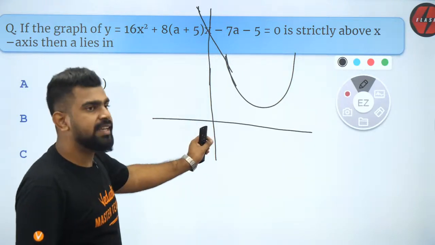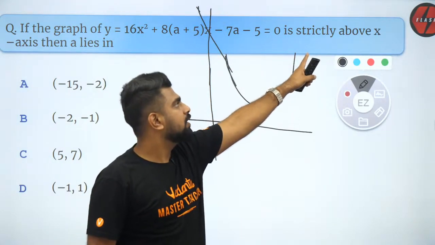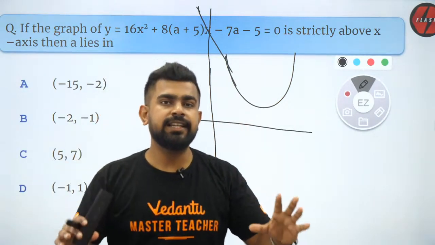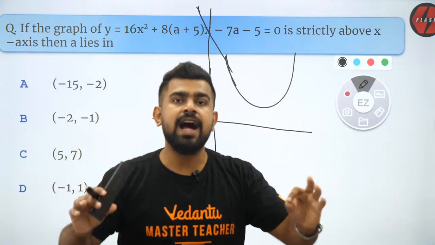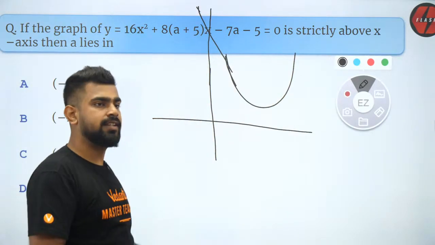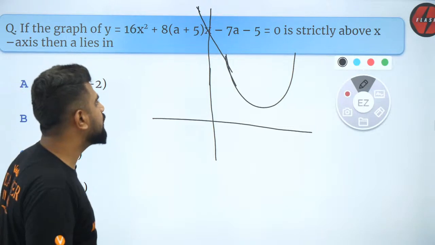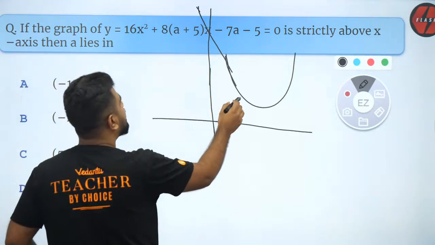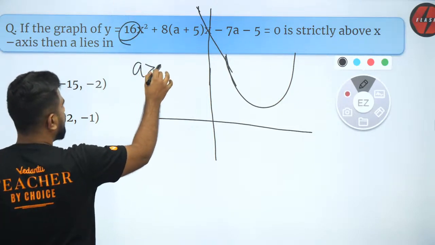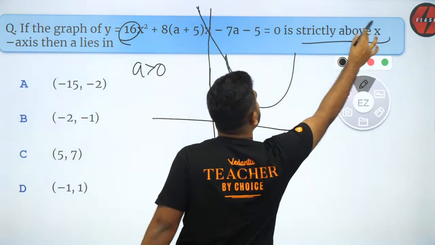So don't you agree, in this question, the graph will look like this? Everybody? Very good, Jatin, you are right. Jatin is absolutely right. So if the graph is like this, why is it like this? Because A is positive and it is above the x-axis.